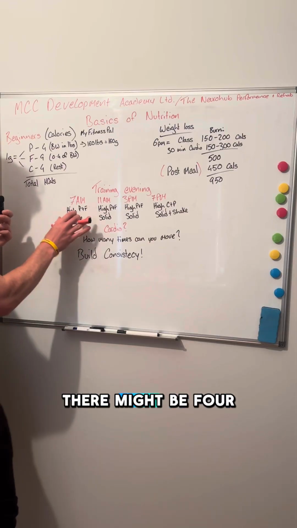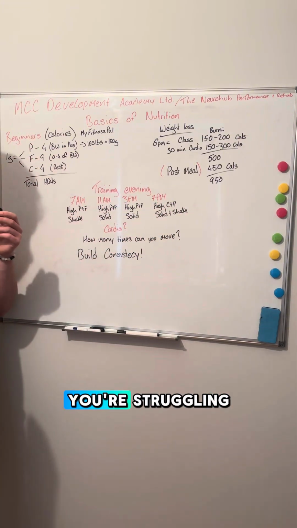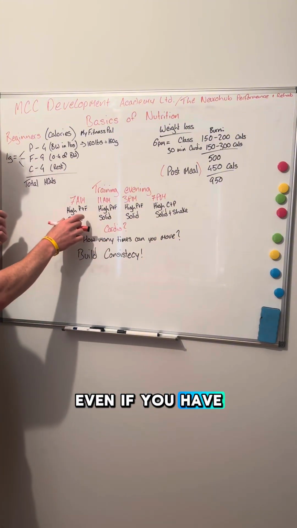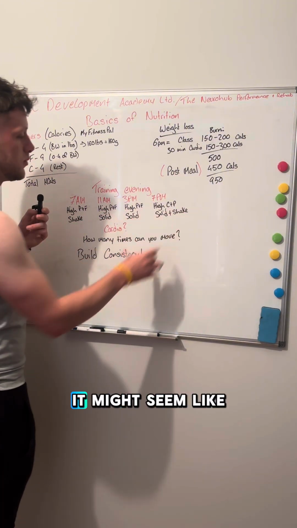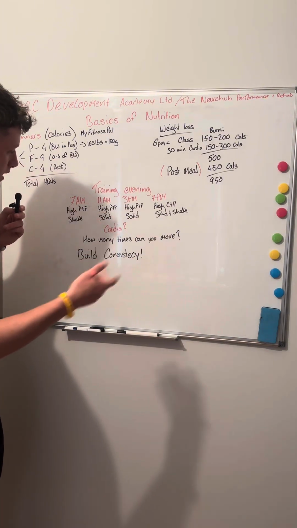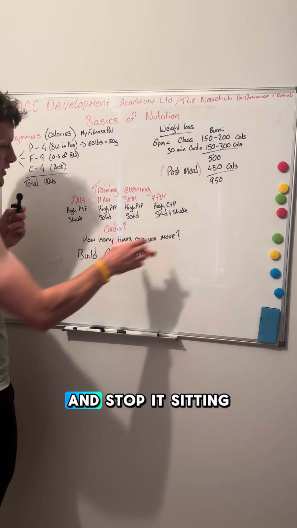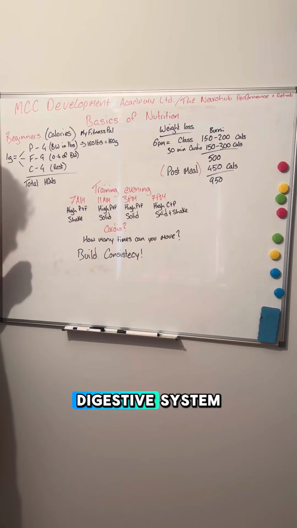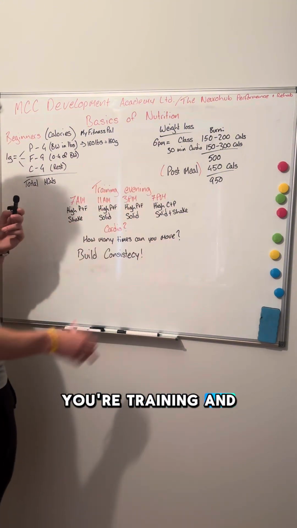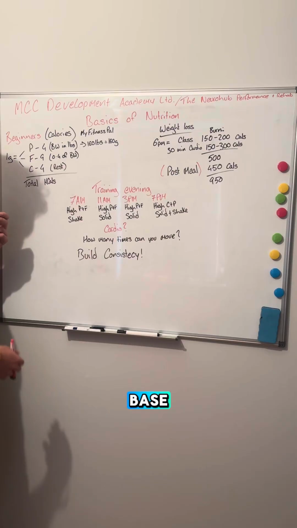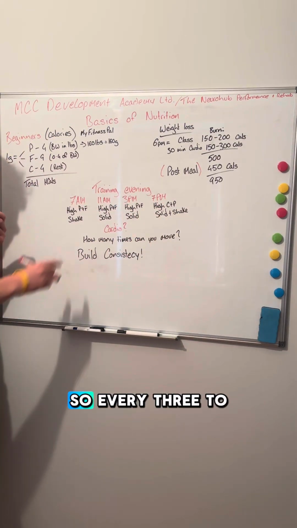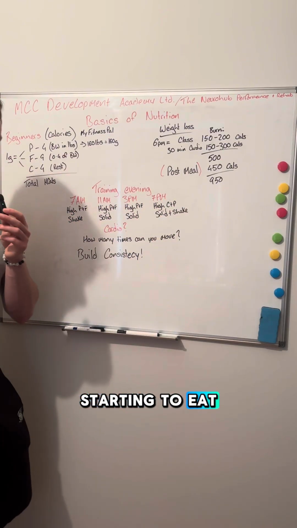Okay, how we would mix that in. So, for example, there might be 4 balanced meals, and you're struggling to eat. I would still urge you to still try and eat those meals, even if you have a quarter of each meal. It might seem like a waste, but we're learning how to teach our body to start taking that food and start to digest it, and stop it sitting in our digestive system for too long. Okay, and you'll find after a while, as you're training and you're building your base, then you will actually be hungrier and you're looking forward to the next meal. So every 3 to 4 hours, we're starting to eat again.